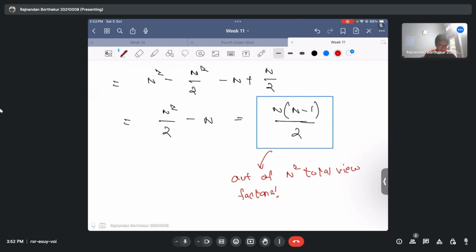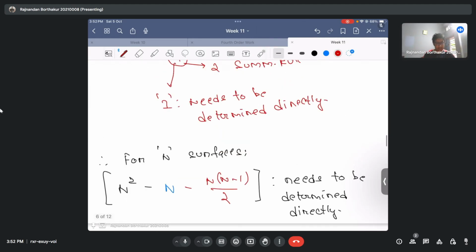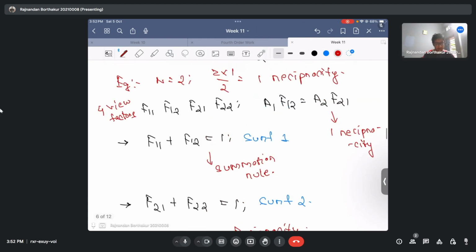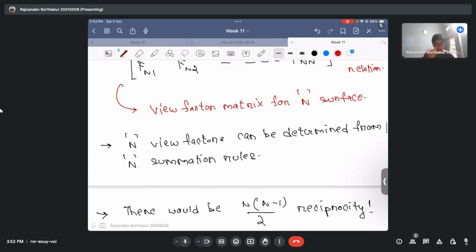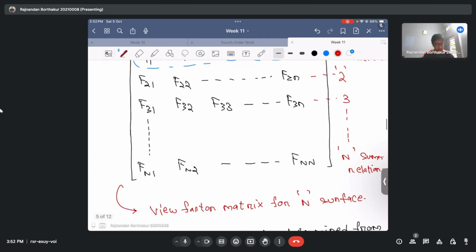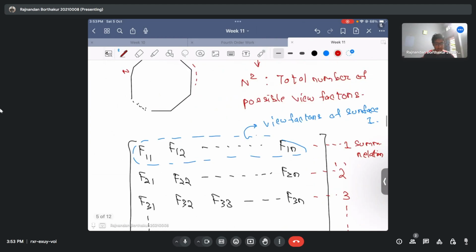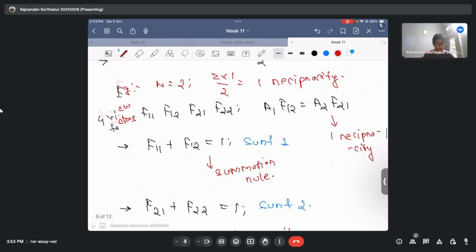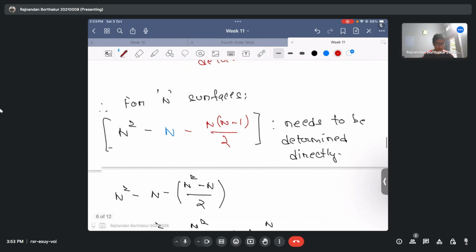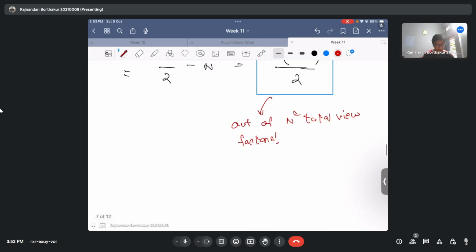All right. I hope this is clear. I hope the question and the solution are clear. We just need to see how many view factors can be obtained from the summation rule and the reciprocity relations. And from there, you can calculate how many view factors you need to know directly for calculating all the view factors corresponding to the n surfaces in an enclosure.